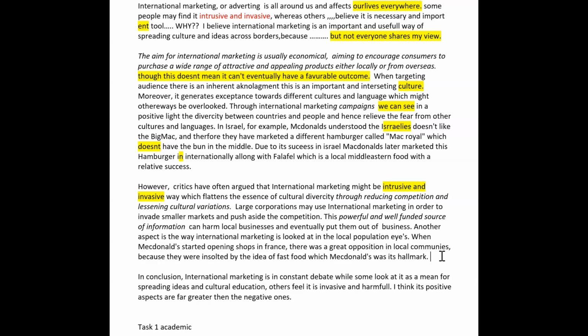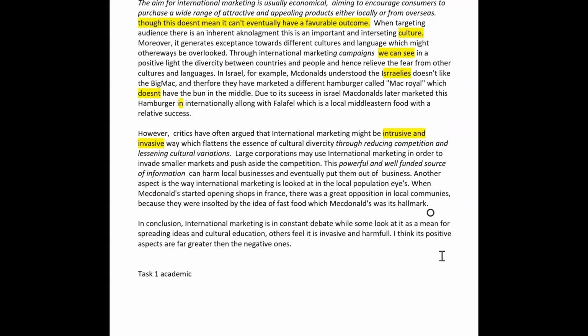Quite a good one is Zara clothes. They are very popular in the West, but the styles are not always accepted in the Middle East. It may be seen as culturally inappropriate or unsuitable. In conclusion, so international marketing is in constant debate. So here I would get your opinion up to here.